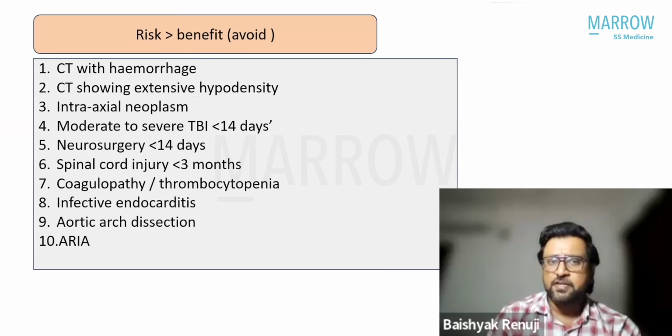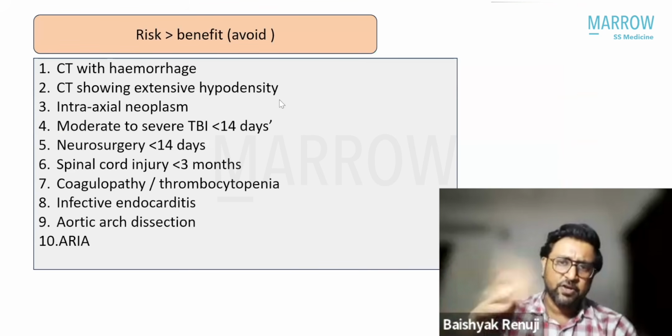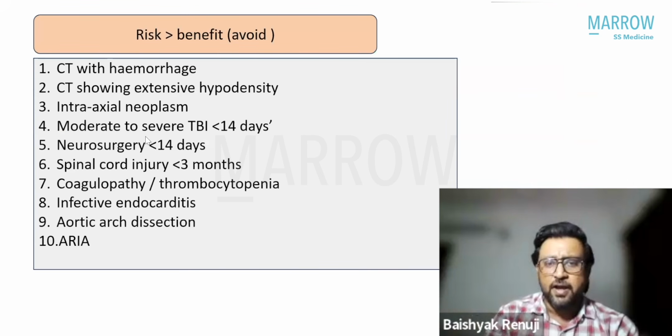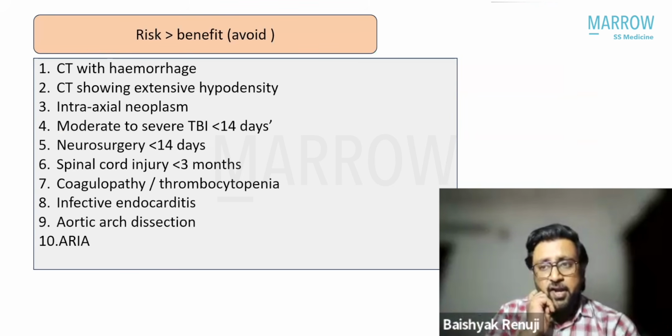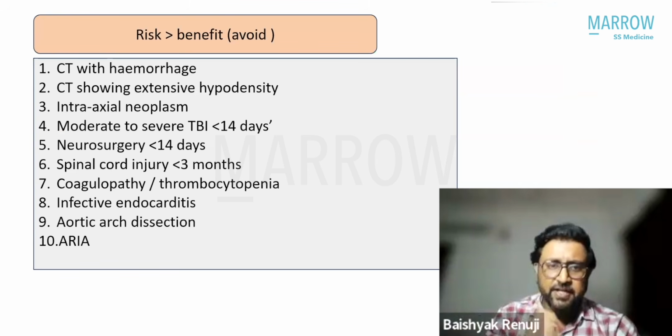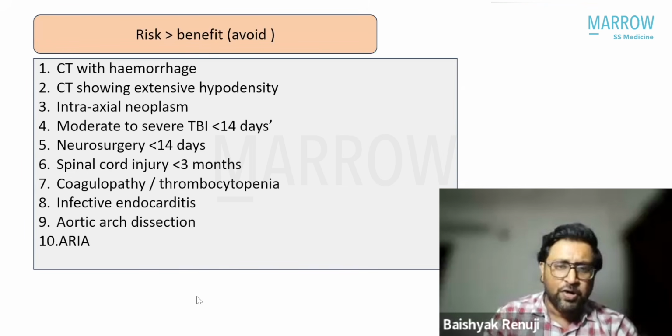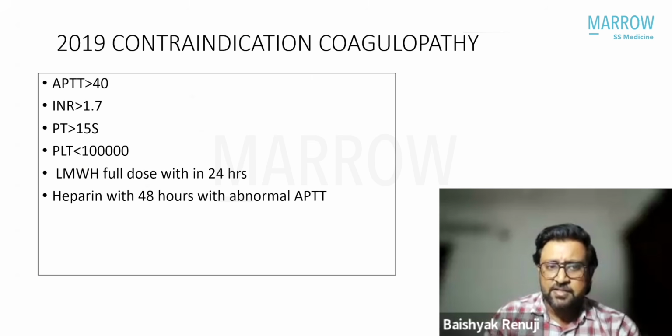So basically, these are the basic contraindications. CT with hemorrhage, CT showing extensive hypodensity. This hypodensity should be greater than the opposite white matter in a stroke window. And intra-axial neoplasms, moderate to severe TBI, which is more than 30 minutes of unconsciousness and GCS less than 13, or contusion, hemorrhage, or fracture in the CT. And neurosurgery within 14 days, spinal cord injury less than 3 months, coagulopathy, thrombocytopenia, infective endocarditis, aortic dissection, and ARIA. These are the absolute contraindications right now. From an entrance exam point of view, you should remember this. Everything else is not a contraindication.